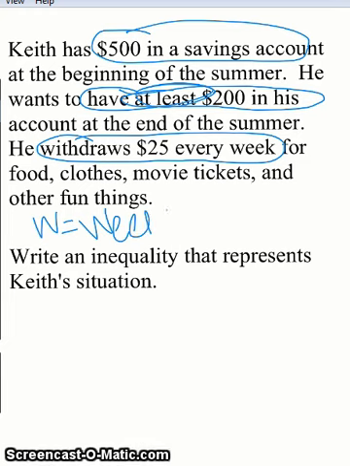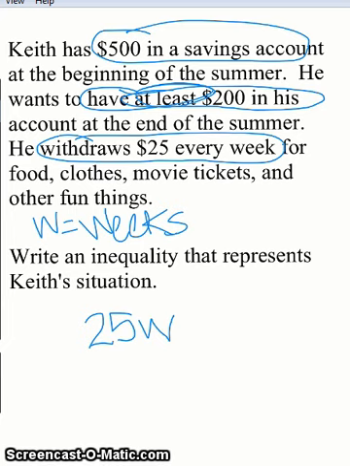of weeks. Okay, and so then you go ahead and write your algebraic expression that's going to represent the amount of money that he will be spending this summer. So he will be spending $25 every week. So 25 times W, or 25W. That's what he's going to spend.